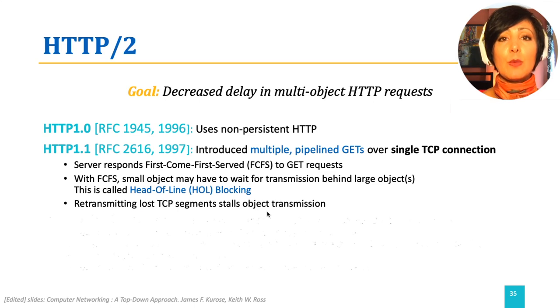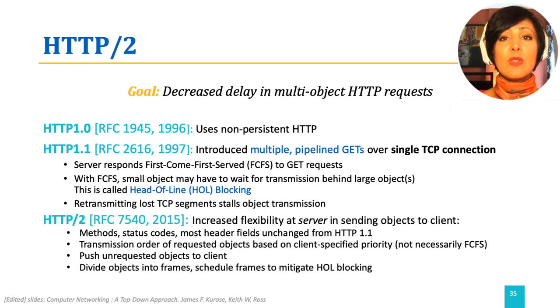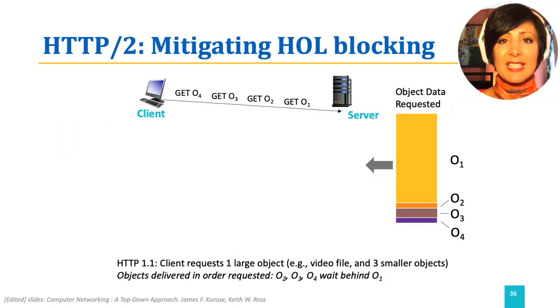HTTP 2, which is a new version introduced in 2015 and gaining popularity fast, solves this problem by changing the first-come, first-served response order and dividing objects into frames and scheduling the frames instead. Let's examine head-of-line blocking through an example.